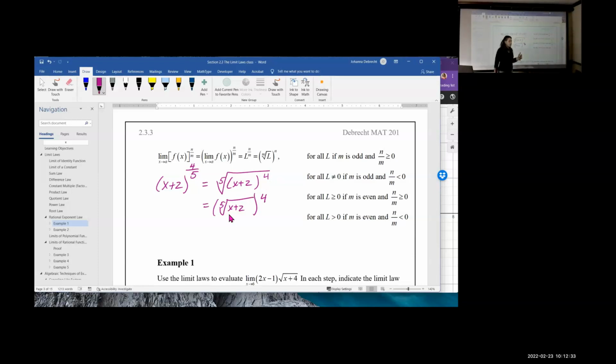But if it's even, then we need what's under the radical to be positive so that when we take the even root of it, we get a positive number and not an imaginary number. So we have to worry about that.